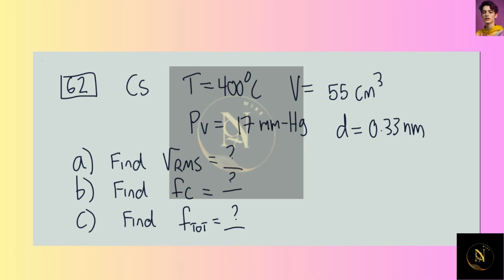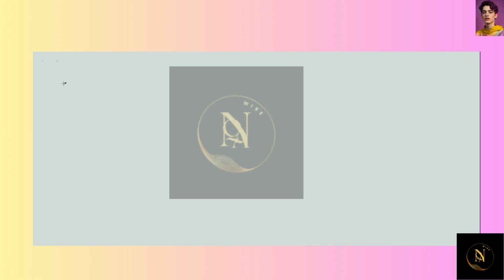Okay, in this problem we have a liquid cesium sample that we're superheating to produce an atomic beam of some kind. It's kind of interesting. The temperature of our oven is about 400 degrees Celsius, and its volume is about 55 cubic centimeters. The vapor pressure of the cesium will be 17 millimeters mercury, and we're given the diameter of the cesium atoms, which is about 0.33 nanometers.